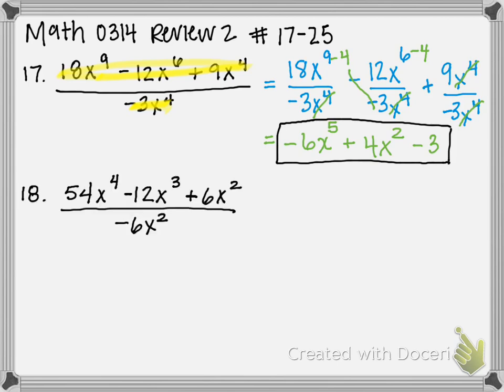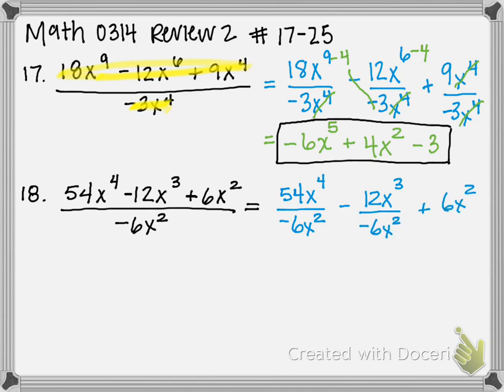Number 18, we're also given a division problem, 54x to the 4th minus 12x cubed plus 6x squared divided by negative 6x squared. So again, every term in the numerator is being divided by our denominator of negative 6x squared. So we can go ahead and split up each term. So we'll have 54x to the 4th divided by a negative 6x squared minus 12x cubed divided by negative 6x squared plus 6x squared divided by our negative 6x squared.